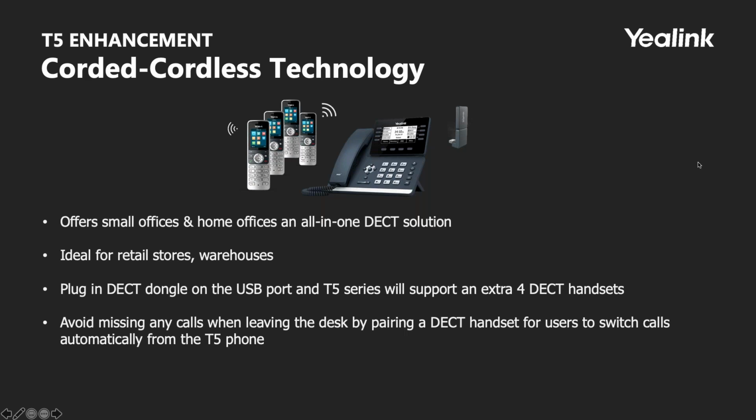Another unique enhancement to the T5 that I really like is the ability to essentially make a desk phone a Dect base station. The T5 series of phones currently now supports the addition of a DD10K USB Dect dongle. And that Dect dongle effectively is going to allow for the registration of 4 separate wireless handsets to just the desk phone. So there's no requirement for a separate base unit.